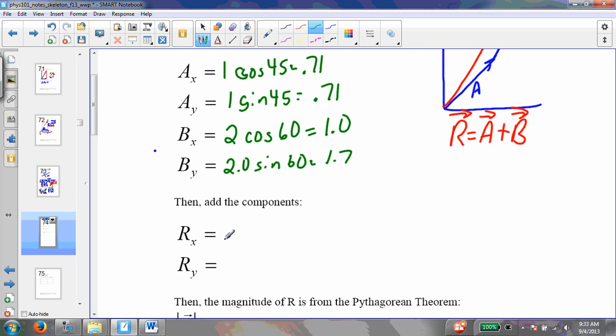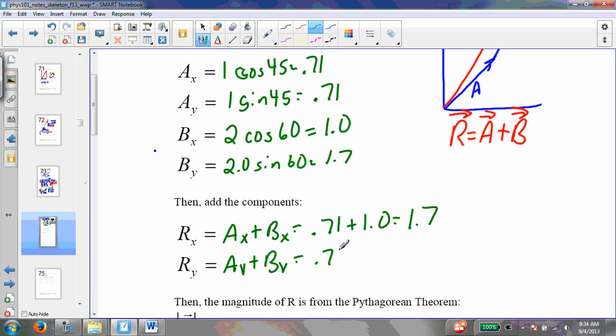Then I'm going to add those to find out what is Rx and Ry. And the Ax plus Bx is going to be 0.71 plus 1.0, 1.7. And then Ry is going to be the sum of Ay plus By. It's going to be 0.71 plus 1.7 is 2.4. Actually, I've kept 3 sig figs, so I'm going to do that here.